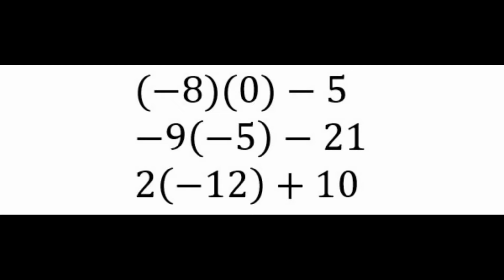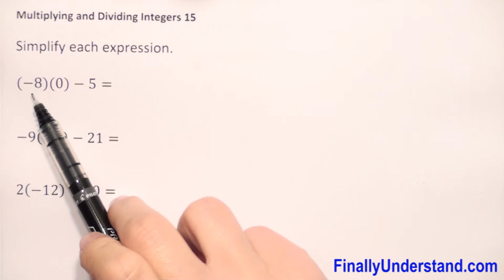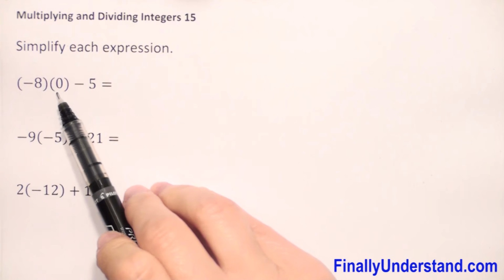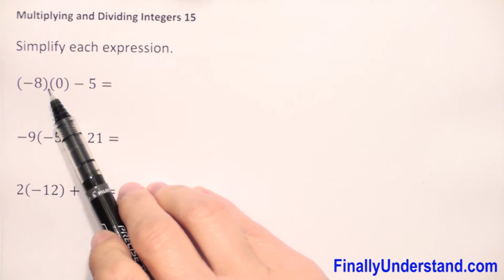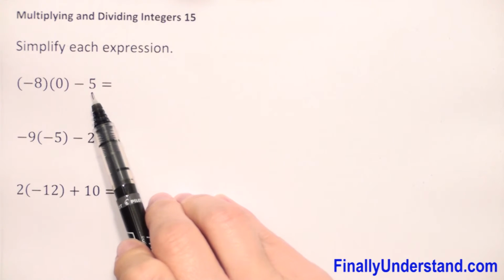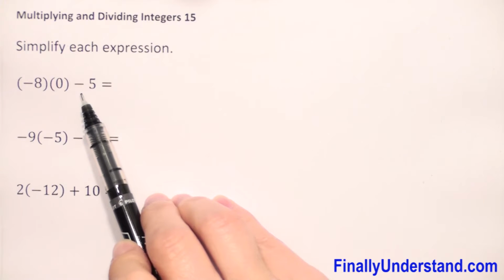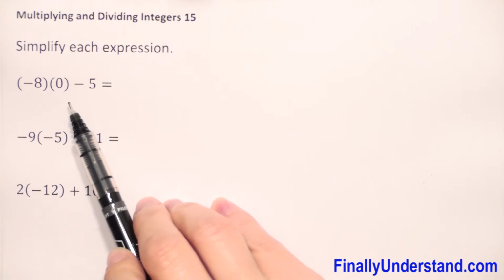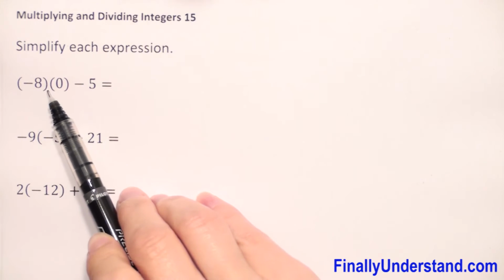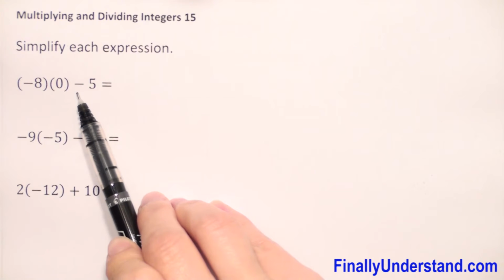Simplify each expression. We have here first multiplication, negative 8 times 0, when we don't have any sign it is multiplication, and we have minus 5. The order of operations for integers is the same as for positive numbers. So first we have to do multiplication, then subtraction.